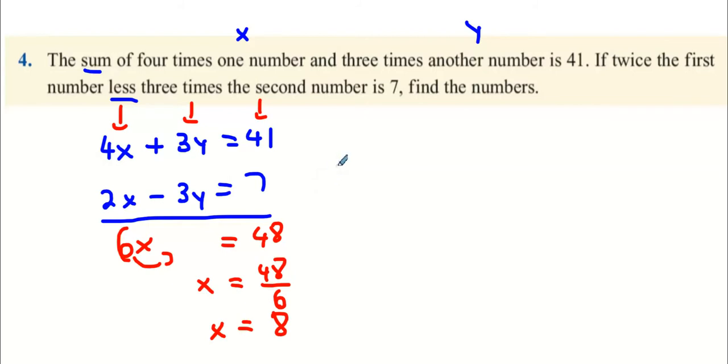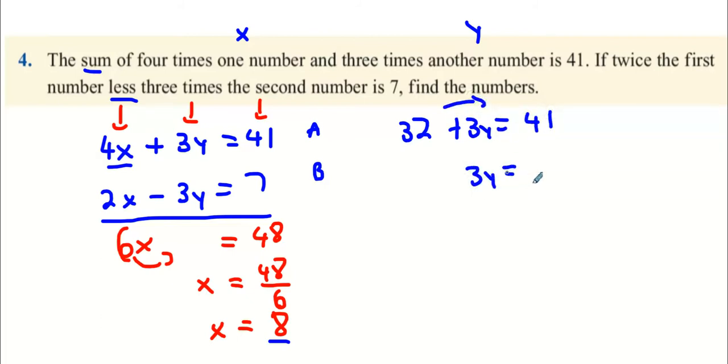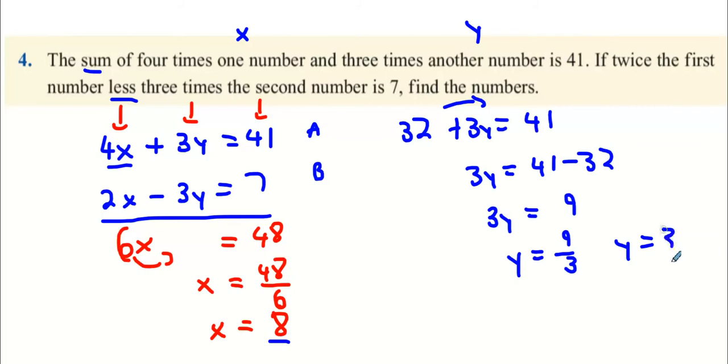Now, you can do the next part 2 ways. You can either choose equation A or equation B. I'll choose equation A again. Now, 4 times x, that means 4 times 8. So 4 times x is 32. 32 plus 3y is 41. Bring the 32 over to the other side, so we get 3y equals 41, take away 32. 3y must equal 9. And then divide 9 by 3, y must equal 3. I know some of you, that's the substitution method.